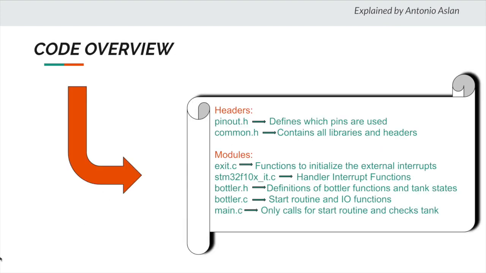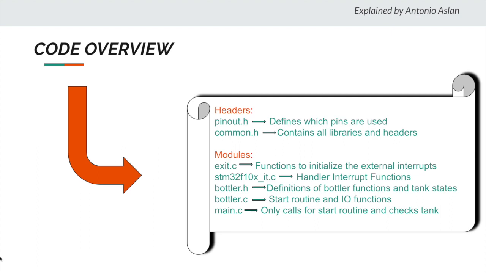The code was made as modular as possible to make it easier for other engineers to understand and edit the code. 2 extra header files were added, one to declare the function of every pin and port and another common header file, where all the libraries and headers are included. It will be added to every file. As you can see, the code has been divided into 4 modules.